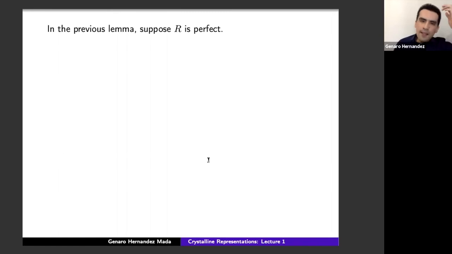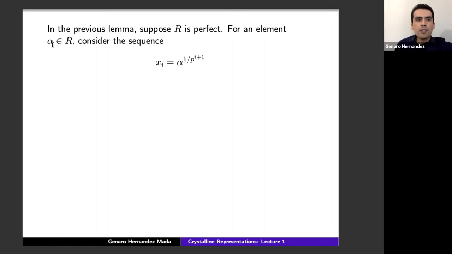the important case that we are going to consider is the case in which the ring R is perfect. So recall that a ring is perfect when the Frobenius morphism is an automorphism, okay? So in that case, if I take an element in R, call it alpha, we can take the pth root of alpha, right? And we can take the pth root of the pth root and so on. So we are constructing this sequence.